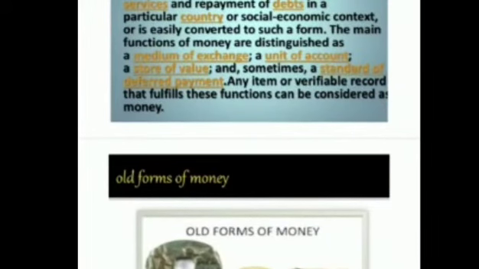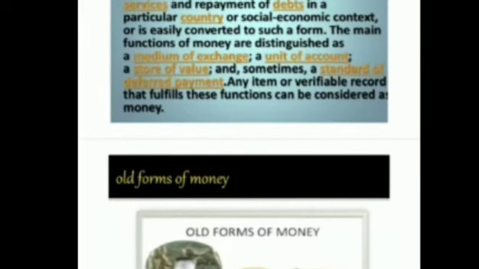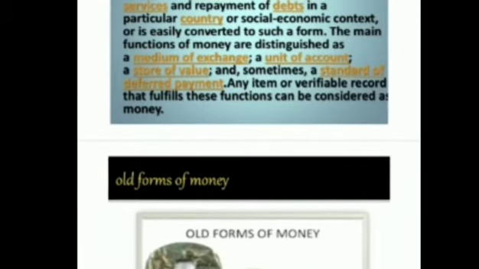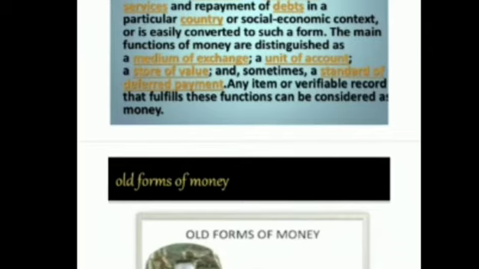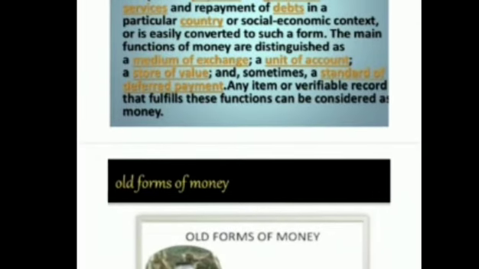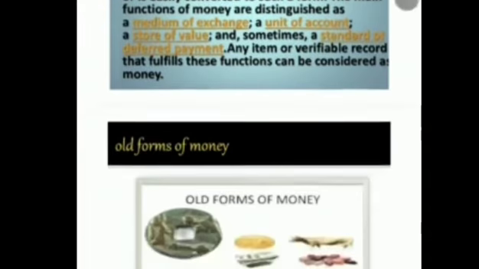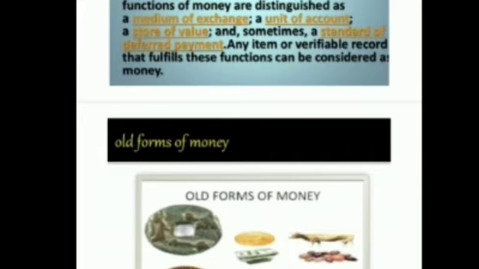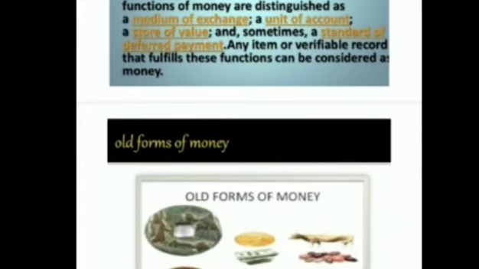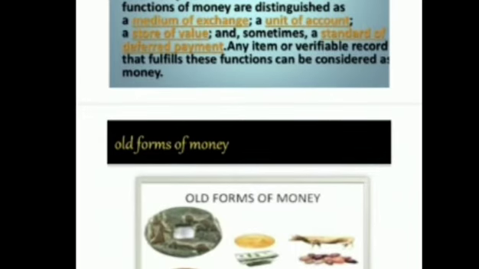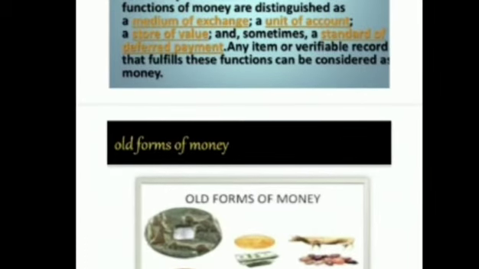A current medium of exchange in the form of coins and banknotes, or an item or verifiable record that is generally accepted as payment for goods and services and repayment of debts in a particular country or socio-economic context, or easily converted to such a form. The main functions of money are distinguished as a medium of exchange, a unit of account, a store of value, and sometimes a standard of deferred payment. Any item or verifiable record that fulfills these functions can be considered as money.